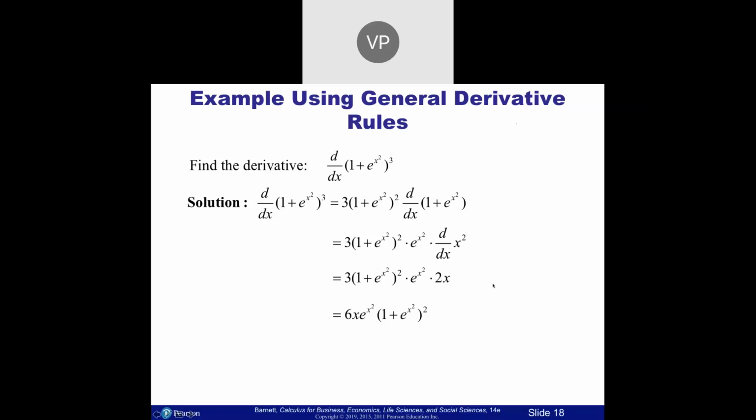Now we just move everything out front, parentheses in the back, and we get a 6x e to the x squared, parentheses 1 plus e to the x squared to the second power. And that's it for that one.